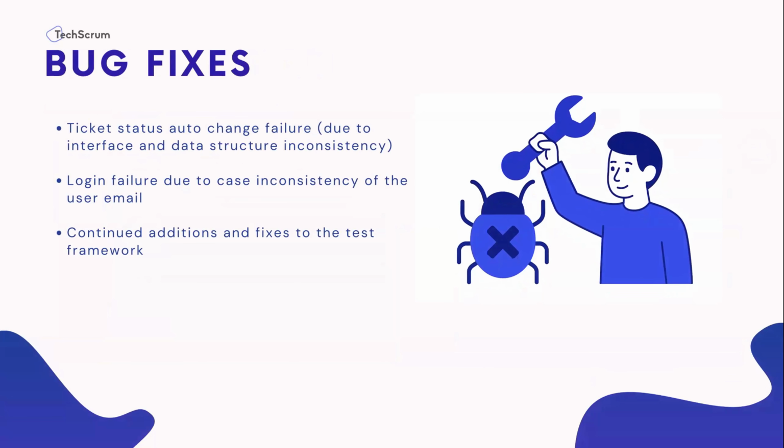In addition to the optimization, we also focused on improving system stability through key bug fixes. First, we resolved a ticket status change issue caused by inconsistencies between the interface and the data structure. Second, we fixed a login failure that occurred when users entered their email with inconsistent letter casing. And lastly, we made ongoing improvements to our test framework, ensuring future updates can be tested more effectively and reliably.